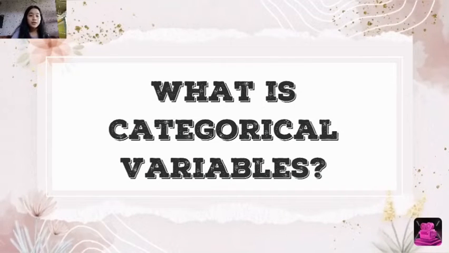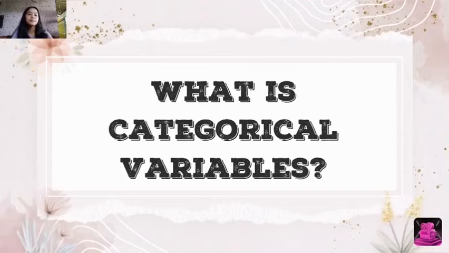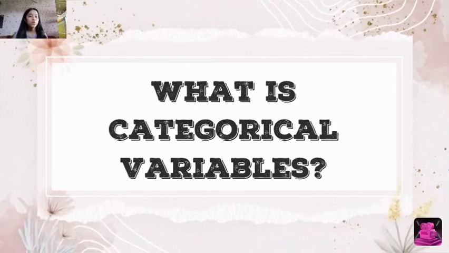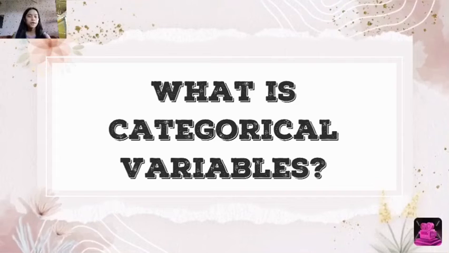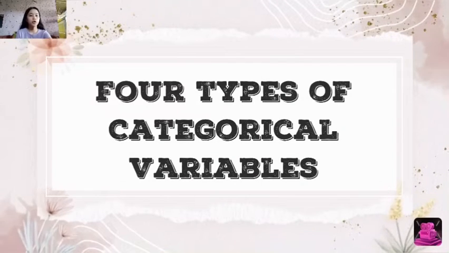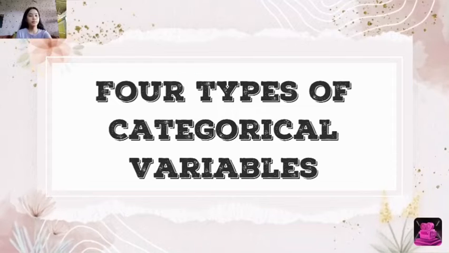So, what are categorical variables? A categorical variable is a variable that can take one of a limited and usually fixed number of possible values, assigning each individual or other unit of observation to a particular group. There are four variables that belong to categorical variables.